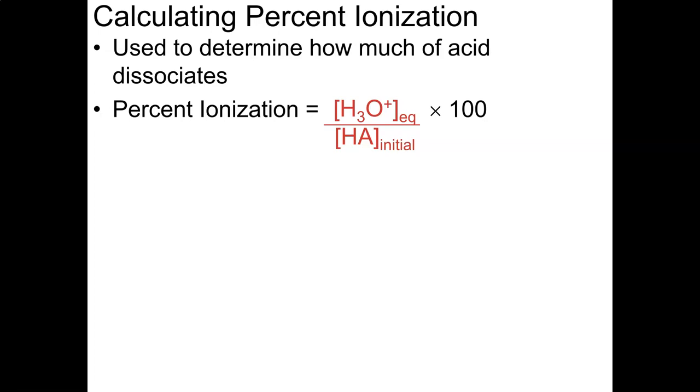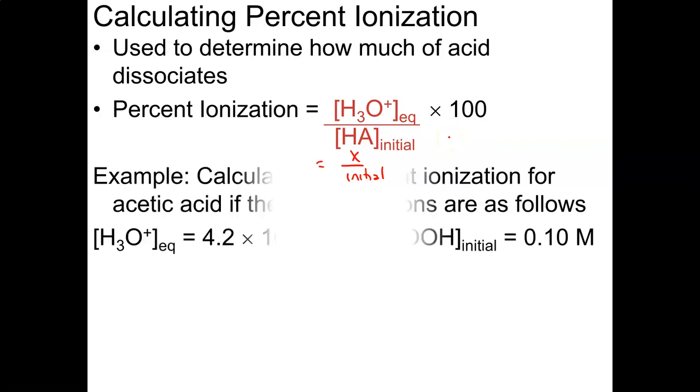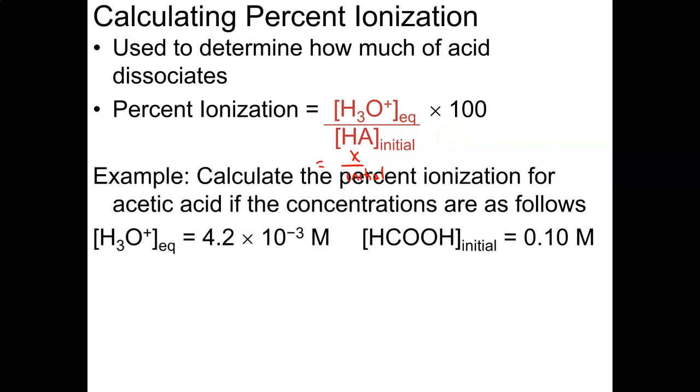But you could do it. It's basically X over initial. Because if you have a base question, you don't have H3O, right? You have OH minus. So maybe an easier way of looking at this equation would be just X over initial. And X just basically represents the concentration of the two products, right? So if you just plug in the concentration of the two products, divide by initial concentration times 100, you get percent ionization.